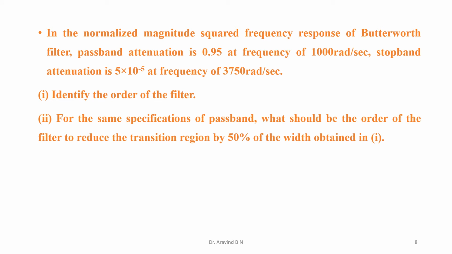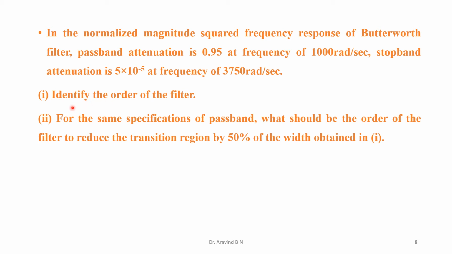Let us go through one more problem with respect to the Butterworth analog filter. The statement of the problem: in the normalized magnitude squared response of a Butterworth filter, passband attenuation is 0.5 at frequency 1000 radians per second. Stopband attenuation is 5 into 10 to the power of minus 5 at frequency 3750 radians per second.